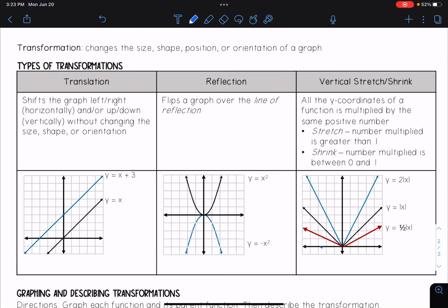So in this video, we're going to be talking about types of transformations. A transformation is something that changes the size, shape, position, or orientation of a graph. And there are three types of transformations that we're going to be talking about today.